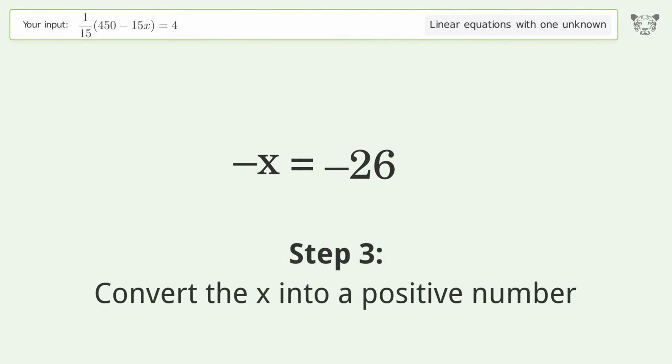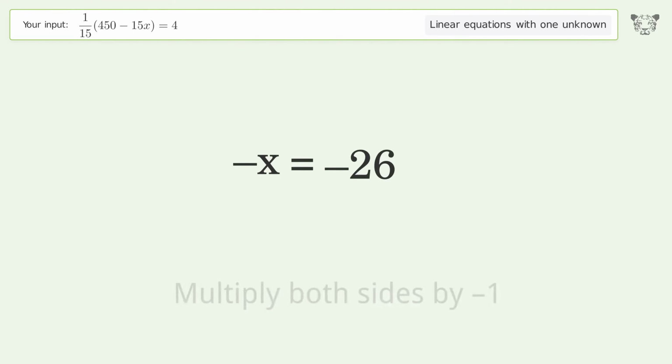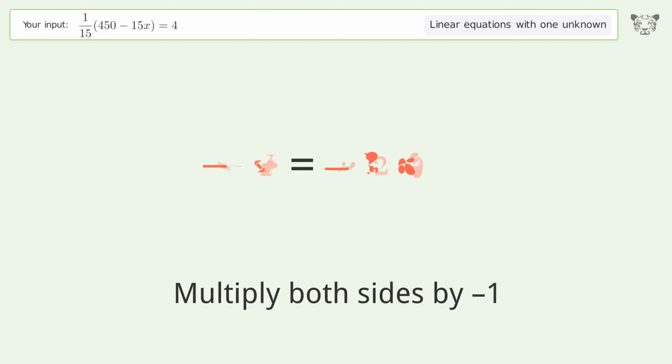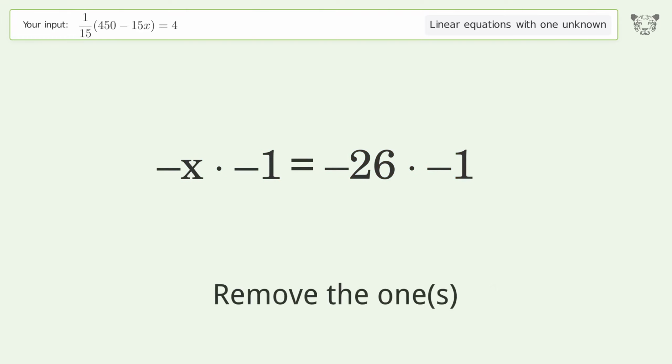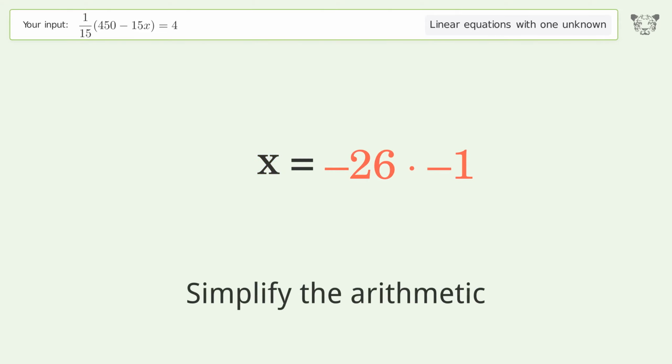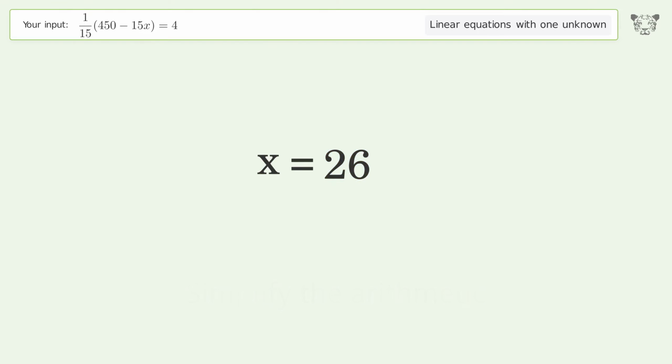Convert the x into a positive number. Multiply both sides by -1. Remove the ones. Simplify the arithmetic. And so the final result is x equals 26.